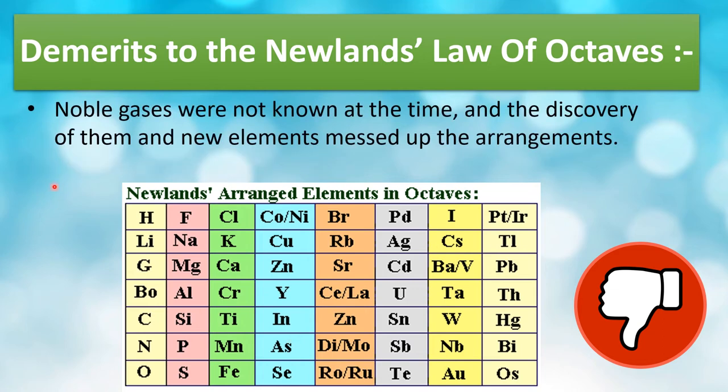Another demerit was that noble gases were not known at the time, and the discovery of them and other new elements messed up the arrangements.